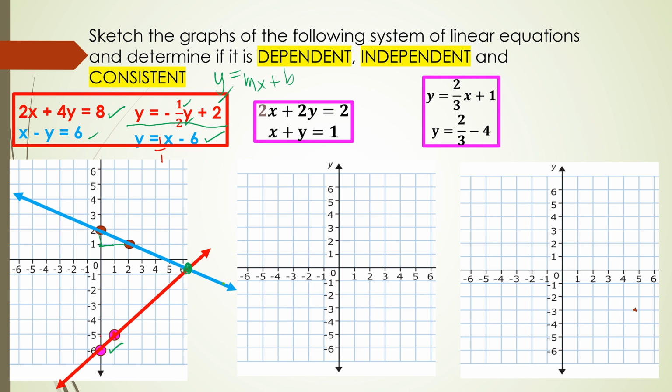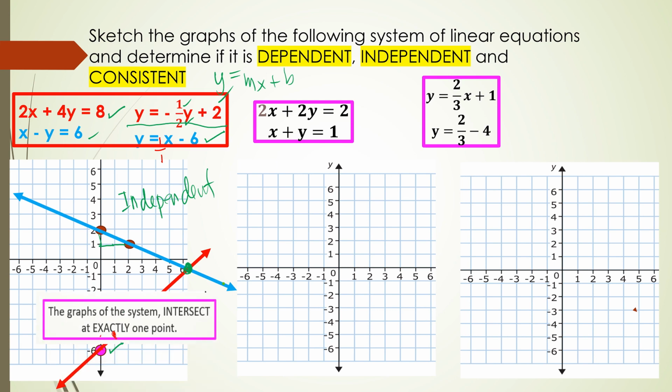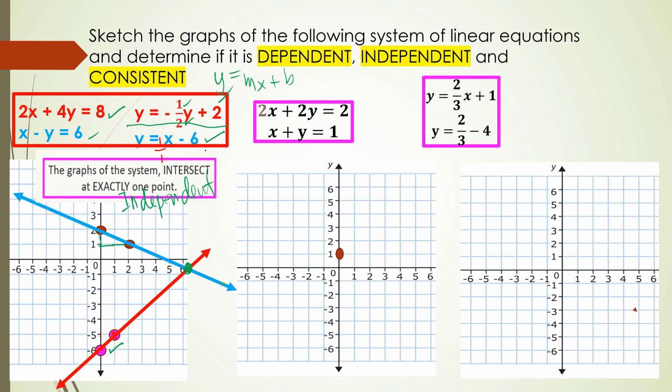So how do we describe the system? This is an independent system, because the graphs intersect at each other. And then let's proceed to the next.